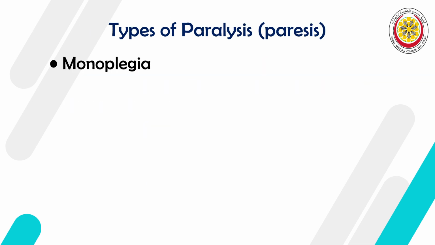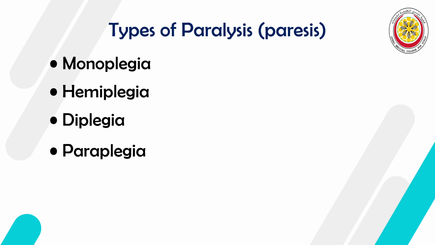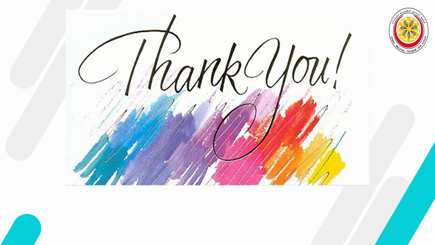This is the last slide. If we have one limb affected, we call this monoplegia. And if we have half of the body, we call this hemiplegia. And then if we have two upper limbs or two lower limbs, we call this diplegia. And then paraplegia, what does paraplegia mean? Lower half of the body. And when we have all limbs, then it's quadriplegia.